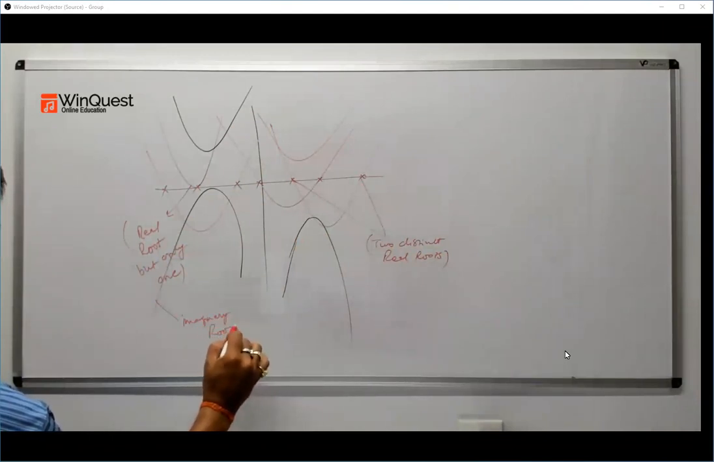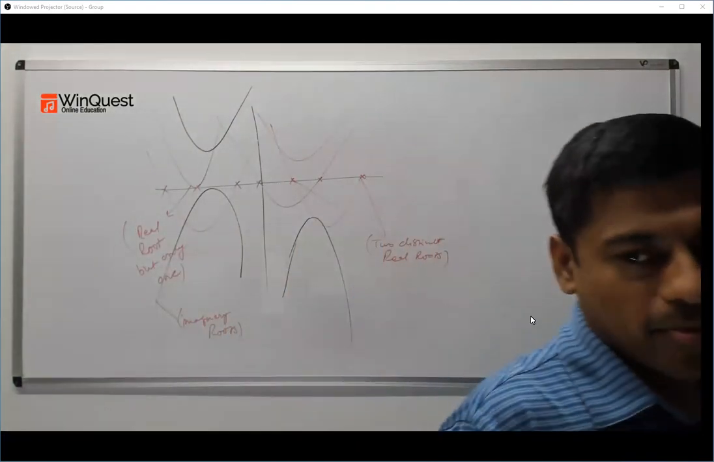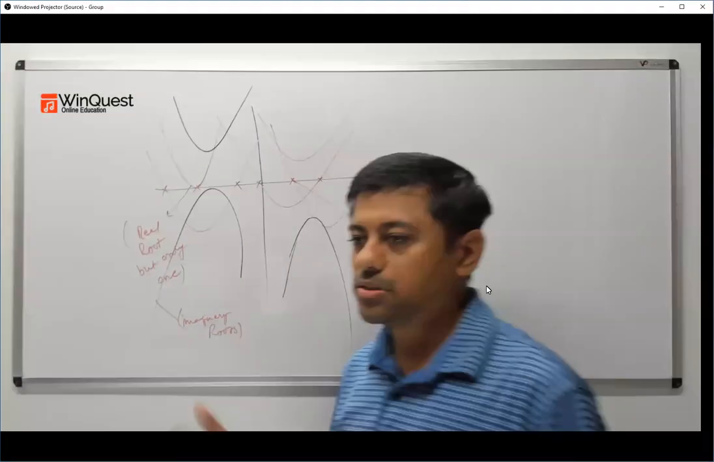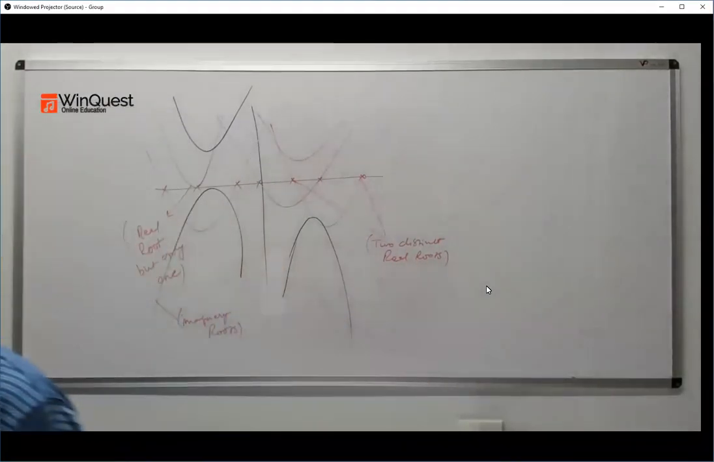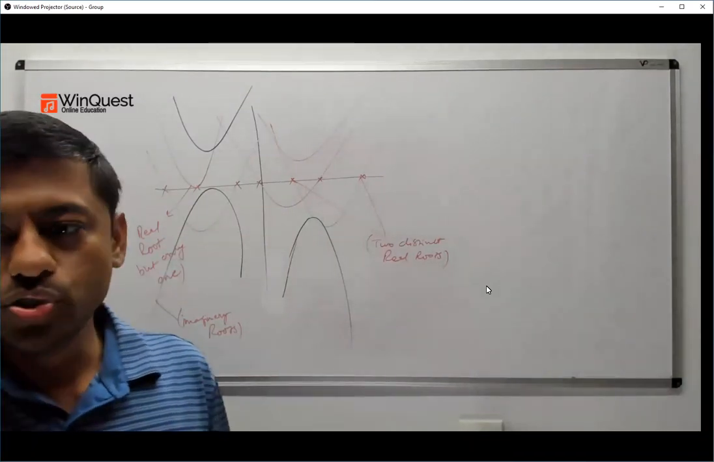Anybody who is not clear? Imaginary roots are like the negative roots, right? Yes. Negative square root means imaginary. Anybody who is not clear at this point of time?